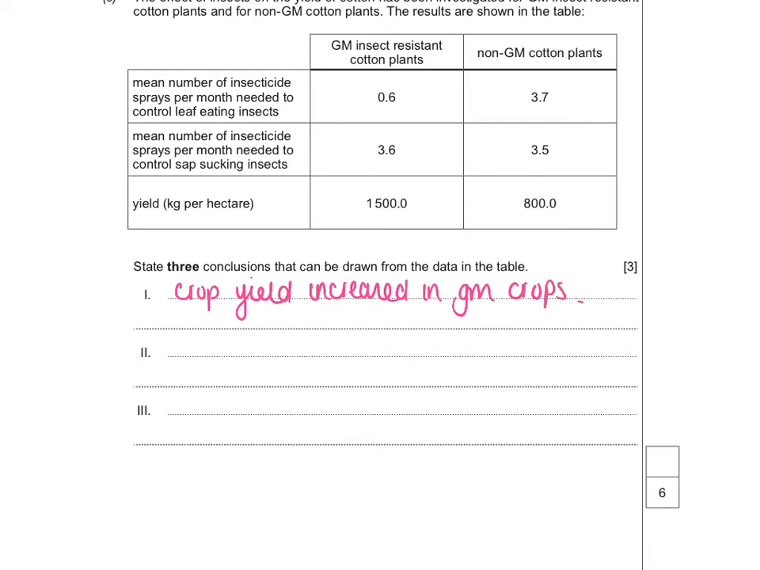Okay, then we can see that GM crops are resistant to leaf-eating insects because we only have to use 0.6 of a spray per month compared to a non-GM plant. So they've obviously got some resistance to the leaf-eating insects. However, if we look then at our sap-sucking insects, we still got 3.6. That's actually more than non-cotton plants.